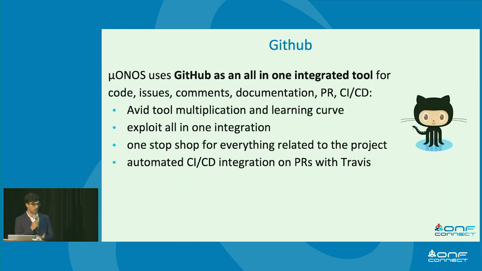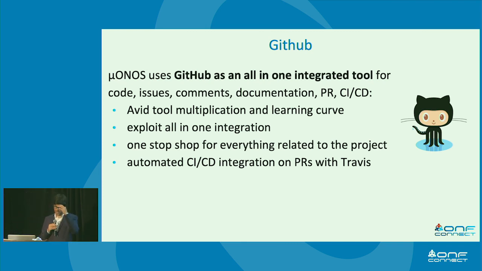So a little bit of background. Why did we pick GitHub? Because we use it as an all-in-one integrated tool for code, issues, comments, documentation, PRs, and CI/CD pipeline. The idea is that we wanted to avoid a multiplication of tools and learning curves for different tools. It's a one-stop shop: you go to the GitHub repo and find everything in there, from the documentation, which is versioned and stays with the code, so as you go back in time in the code, you go back in time with the documentation.